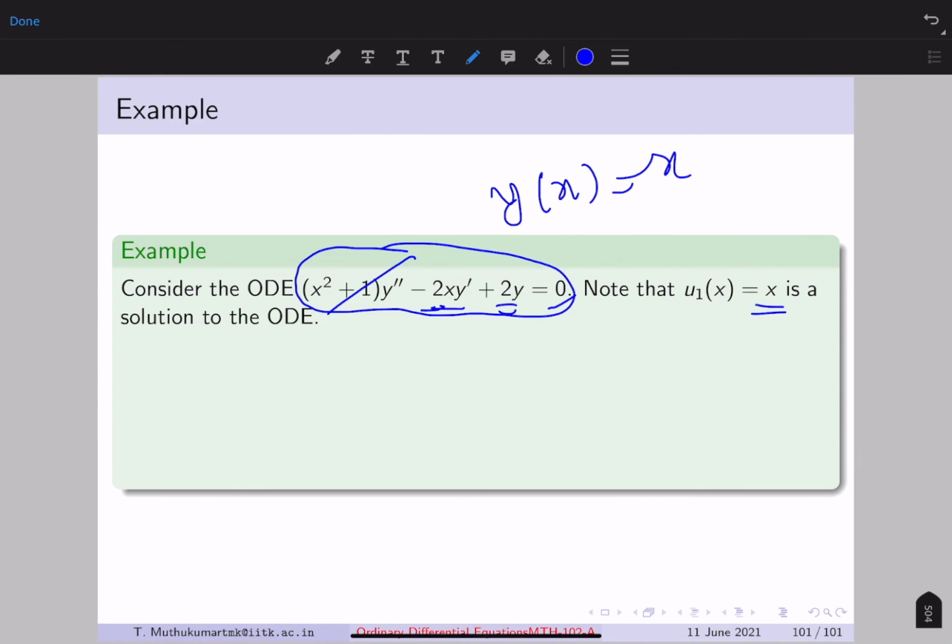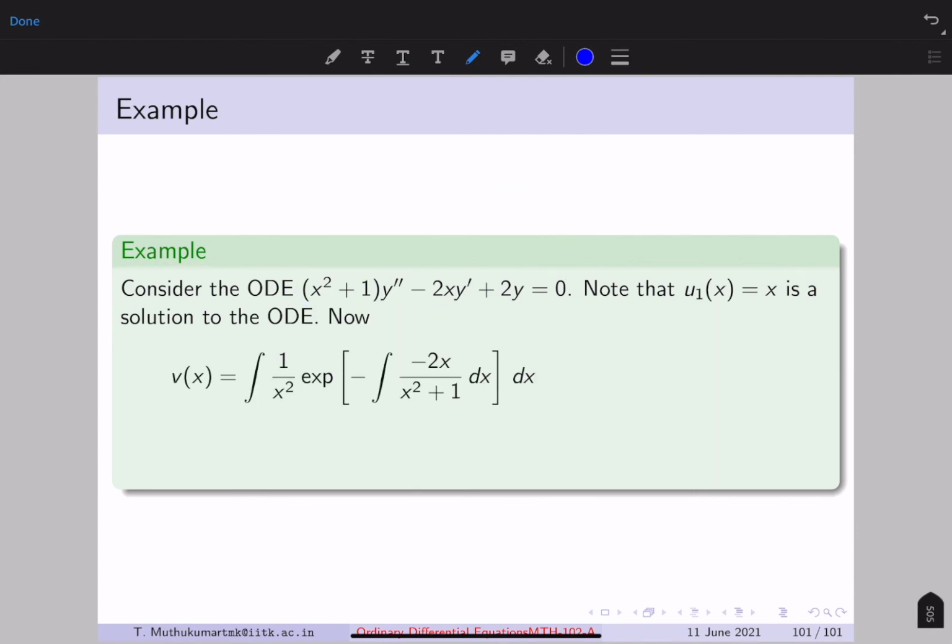Now using this solution x, we will find a linearly independent solution to this ODE. This is second order, which means if I find a linearly independent solution, then we have two linearly independent solutions, which means we know the entire solution space as the span of these two functions. So what is the other function u2? From the previous theorem, we need to write u2 as u1 times v, where u1 is x.